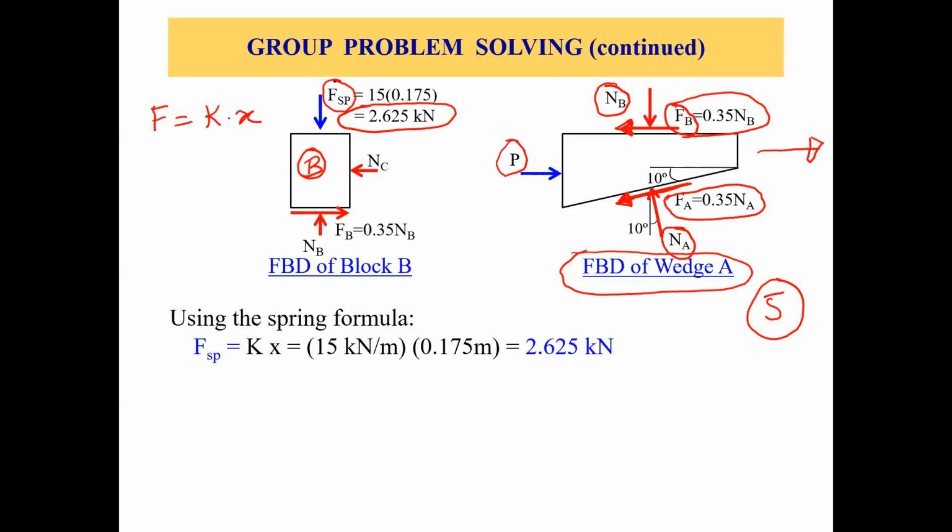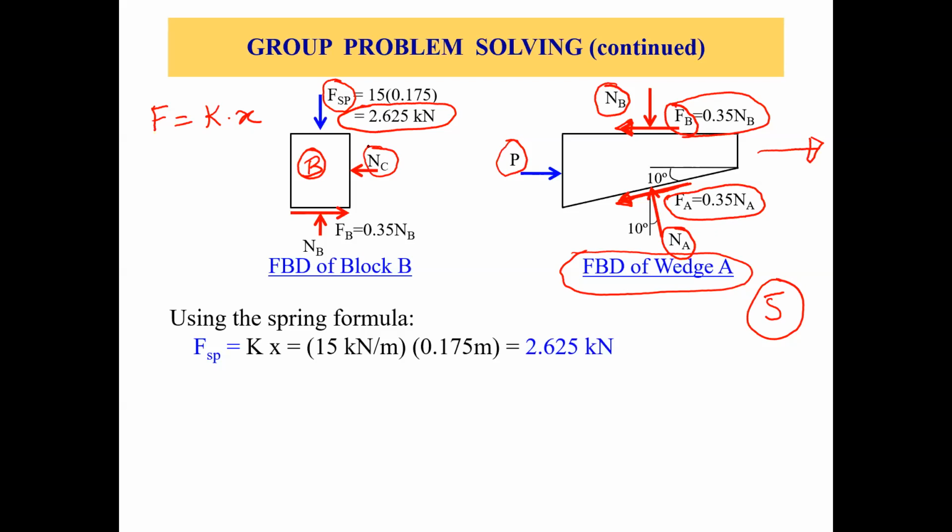Now let's discuss the right side. On the right side we have the rollers, so we don't have friction on this contact surface between the block and the rollers. That's why we only have N sub C, the normal force acting on the block from that contact, and there's no friction force.